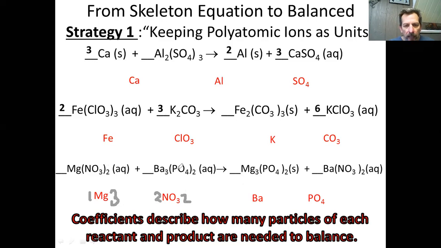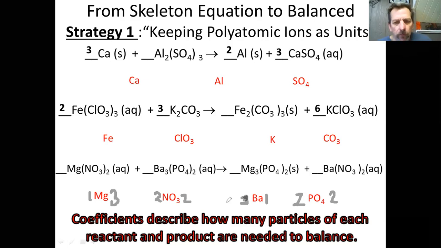Barium on the left side, it shows 3. On the right side, it only shows 1. And phosphate on the left side, our reactant side, we show 2. And on our product side, we also show 2. So it looks like our barium and our magnesium are not balanced, but everything else is. That may change, so we're going to look for coefficients to fix this.